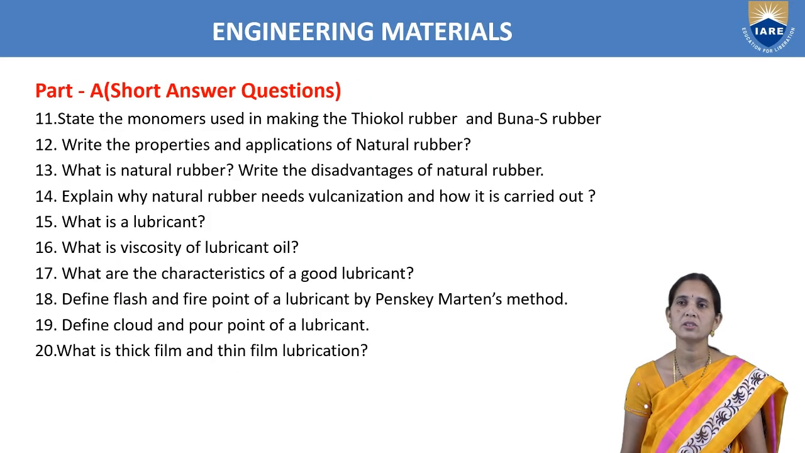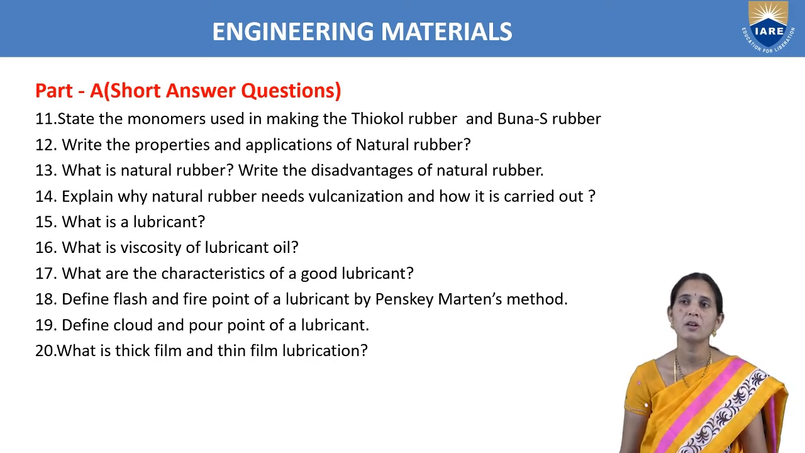So thiol rubber, it is very simple. We have to take the sodium hydroxide pellets and sulfur powder, and we will add ethylene dichloride and prepare the thiol rubber. So here we have to write the monomers. We have to state the monomers, only monomers.